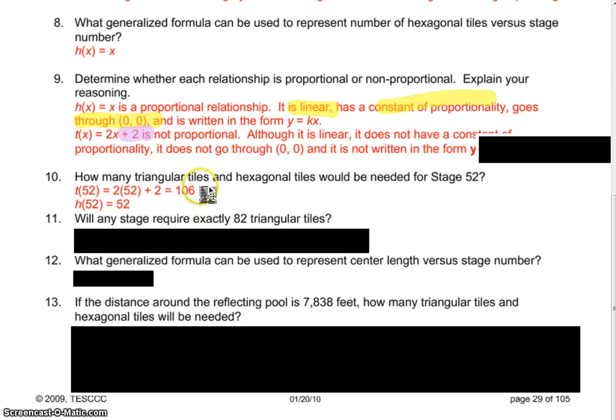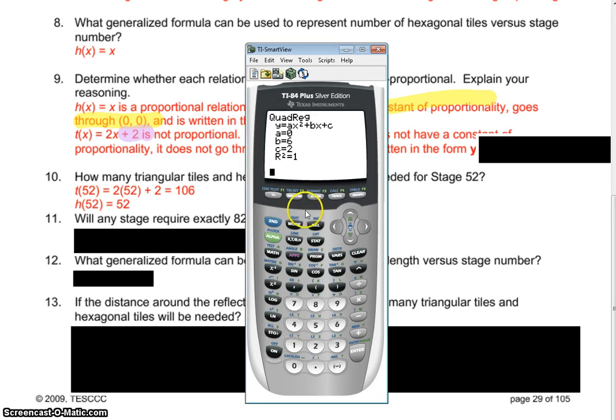Will any stage require exactly 82 triangular tiles? Well, what you have to do here is go to your y equal and clear everything out. My equation for triangle was 2x plus 2, and we're asking about 82. And then I'm going to go second calc, let it draw. 5, enter, enter, enter. I'm just finding where they cross each other.